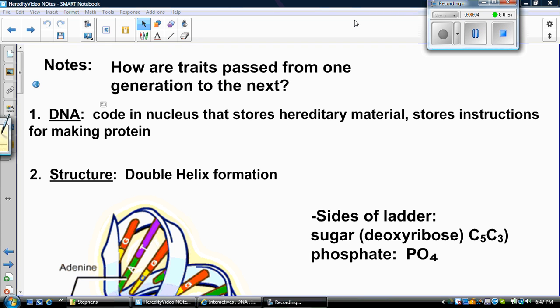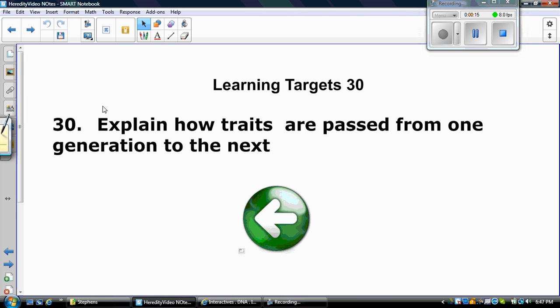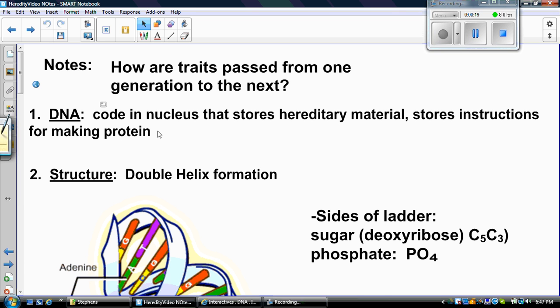Okay, so after learning about how our cells reproduce, we're now going to learn about how our traits are passed from one generation to the next. So this goes with learning target 30, explain how traits are passed from one generation to the next.